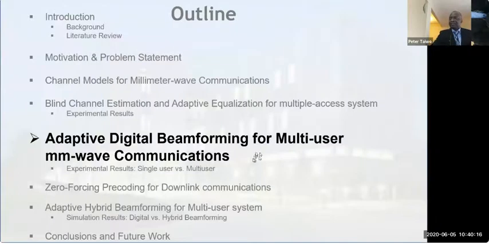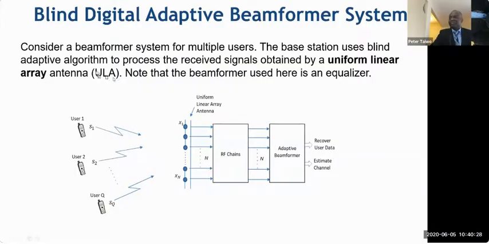So now we discuss the design of our adaptive digital beamformer for multi-user millimeter wave communication system. We consider a beamformer system for multiple users. The base station uses a blind adaptive algorithm to process the received signal, and we use the ULA. We should note that here we're considering a digital beamformer where the number of ULA antennas is equal to the number of RF chains involved.